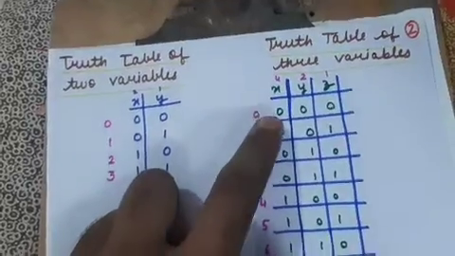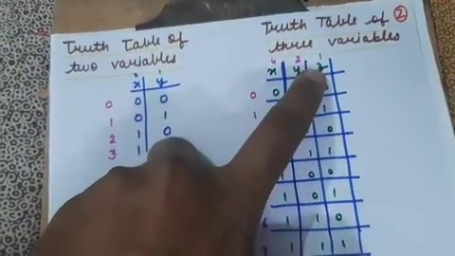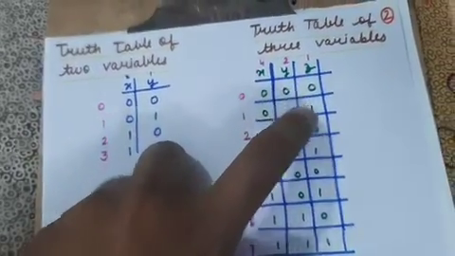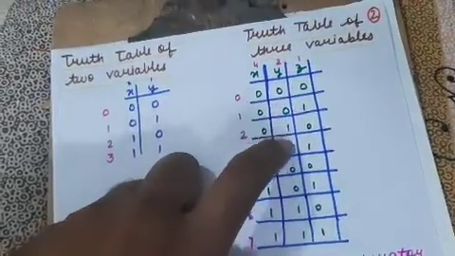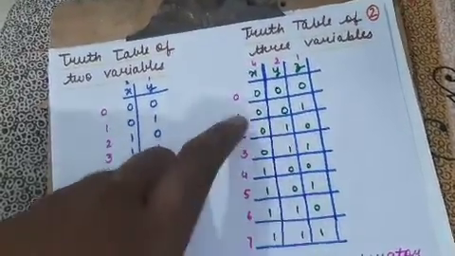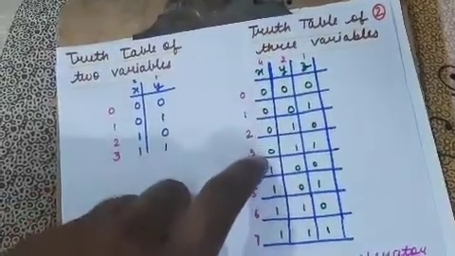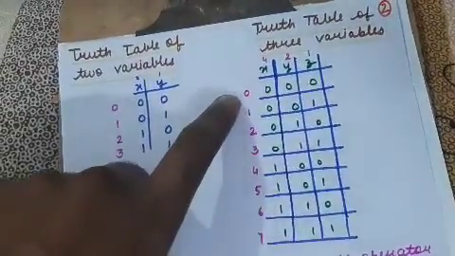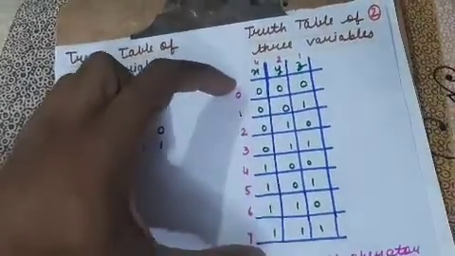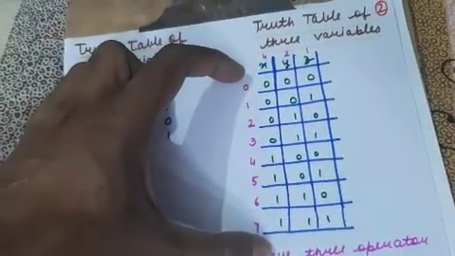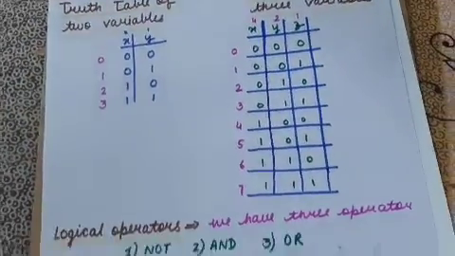Truth table of three variables: 4, 2, 1. Repeat one time: 0 1 0 1 0 1 0 1. Two times: 0 0 1 1 0 0 1 1. Four times: 4 times 0, 4 times 1. The possible states are 0 1 2 3 4 5 6 7. This is the total number, 8. These are the possible 8 combinations.